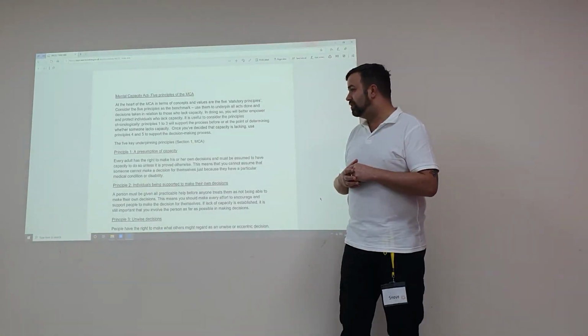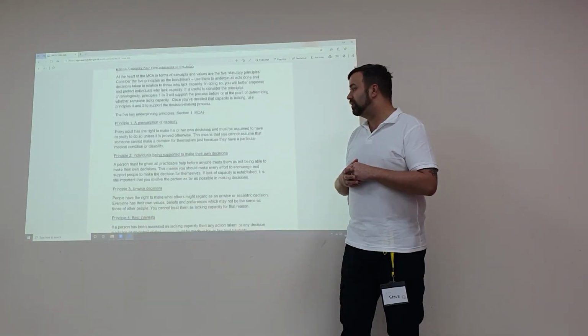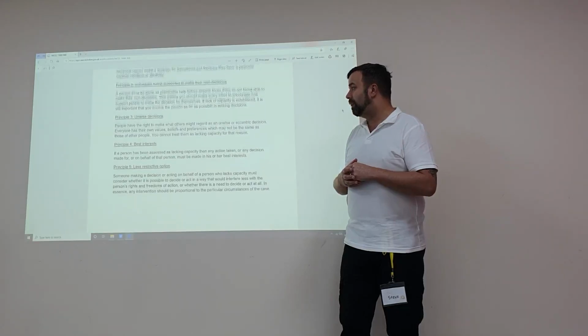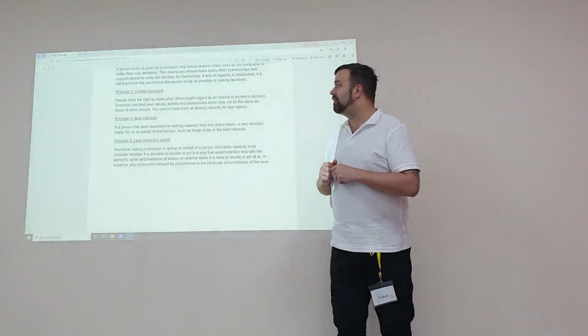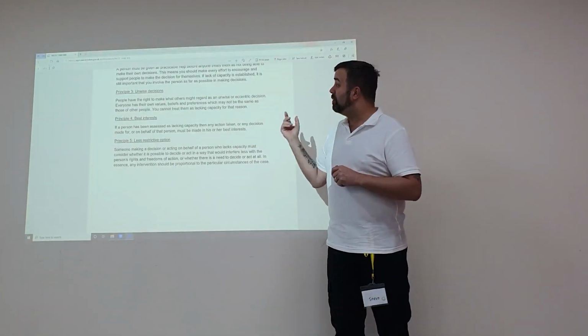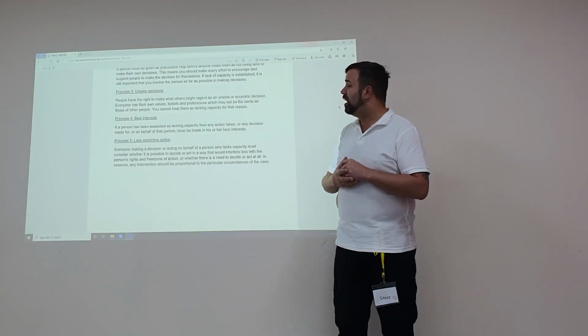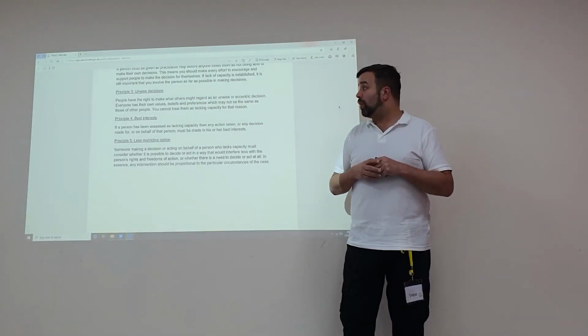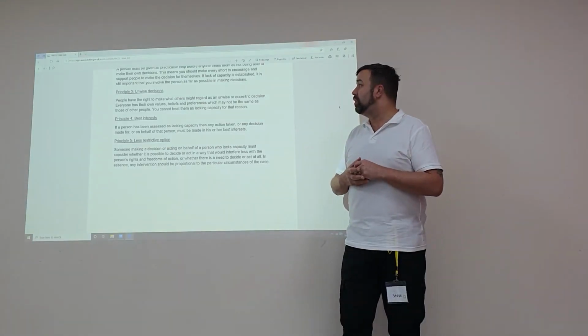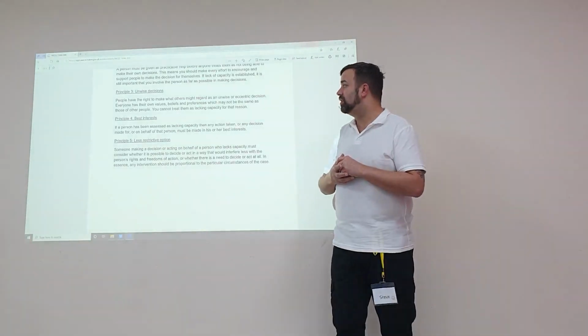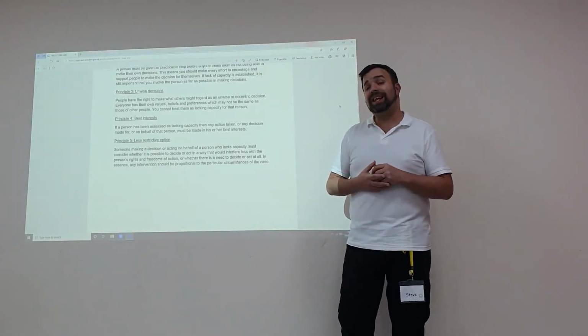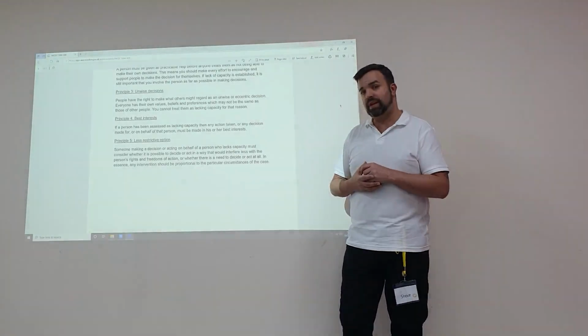Unwise decisions. So people have the right to make unwise decisions. People have the right to make and regard an unwise decision. Everyone has their own values, their own beliefs and their own preferences, which may not be the same as others. Therefore, you cannot say somebody lacks capacity just because of this reason.